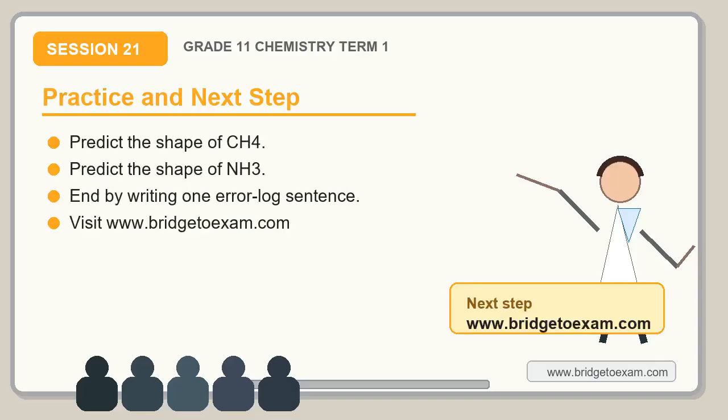Before you leave, practice actively. Task 1. Predict the shape of CH4. Task 2. Predict the shape of NH3. Task 3. Explain why lone pairs affect bond angles. At the end of your study, write one sentence beginning, "The chemistry idea I must remember is."